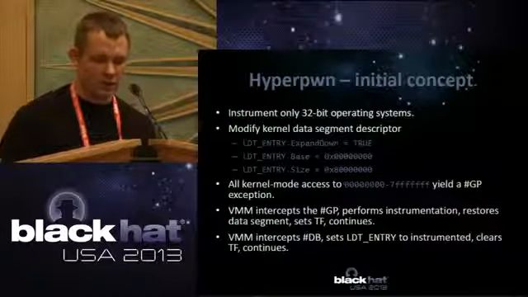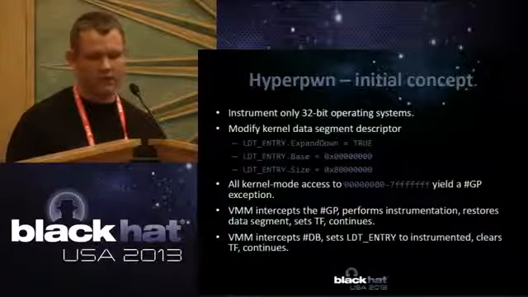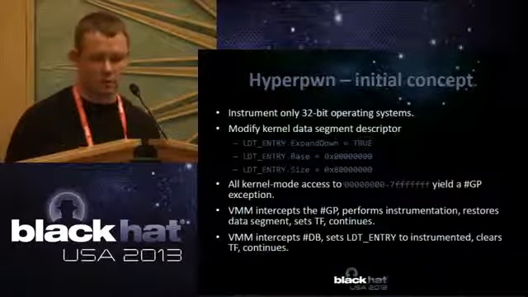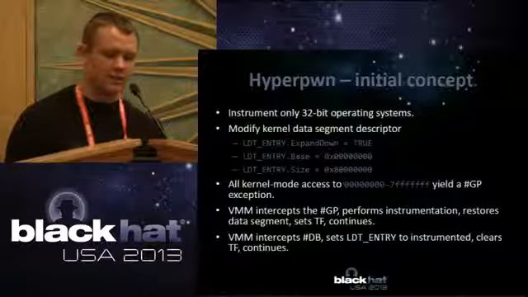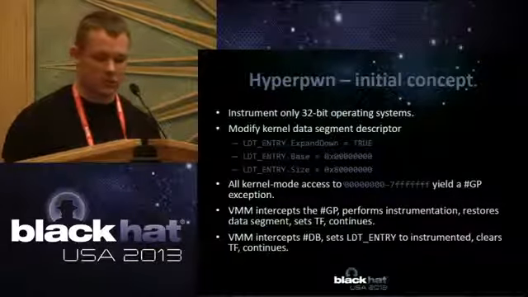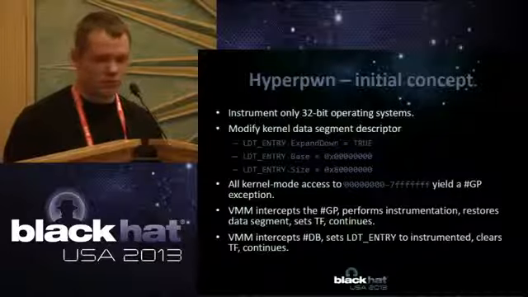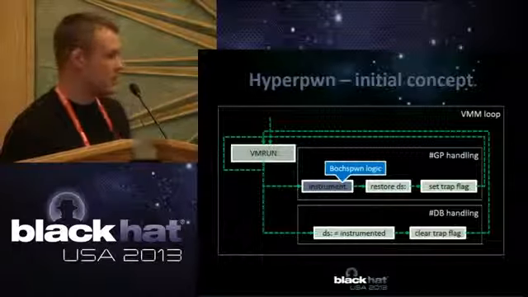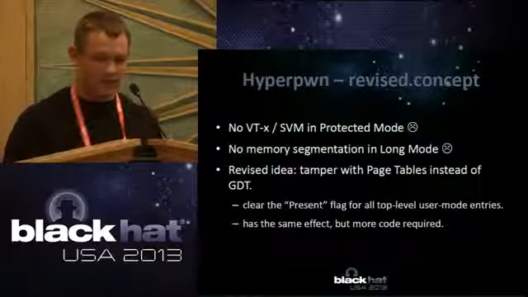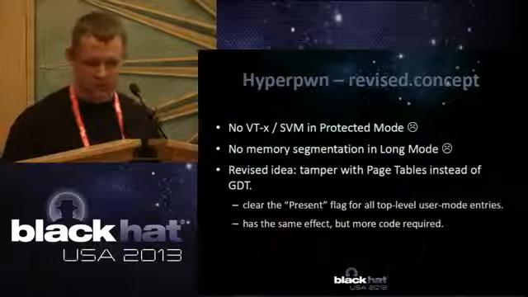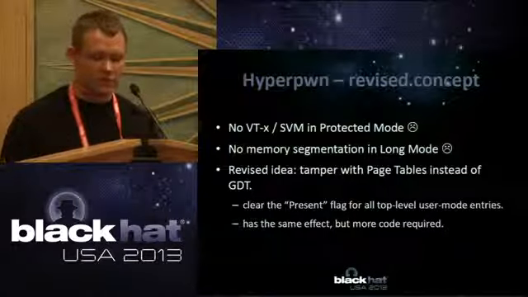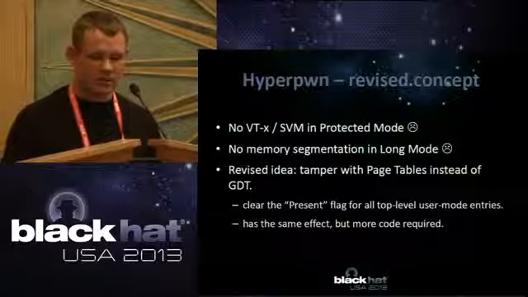performed by the kernel. So the VMM would intercept the exception, perform the instrumentation in the same way as in Bochspwn, and then restore the data segment, set the trap flag so the one instruction can execute, and then continue. So this would be pretty straightforward. This is how we imagined this would work, but we really didn't think this through. It turns out that there is no virtualization in protected mode, and on the other hand, there is no memory segmentation in long mode, so we cannot really implement this.